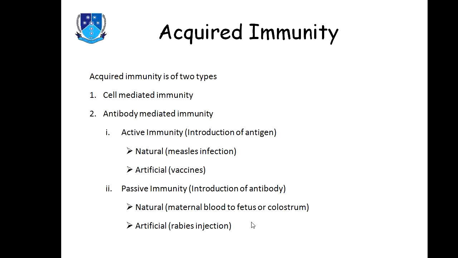This may be in the form of artificial passive immunity, and also when somebody is bitten by a snake, we provide antibodies against that snake venom to the human, so that is also a type of acquired immunity.